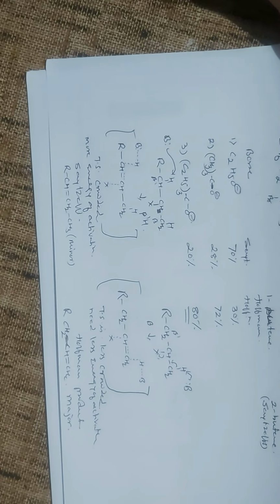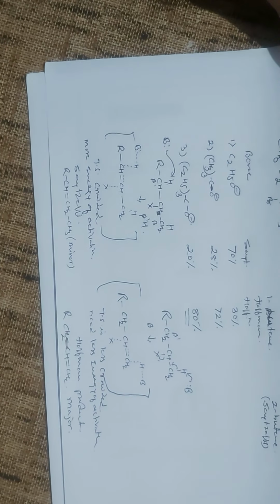And so here we conclude with the Hofmann's product and Saytzeff's product, the two types of products which are obtained, that is the major and minor. In which situation we will get the Hofmann's product as a major product and Saytzeff's product as a major product, that we can decide depending.